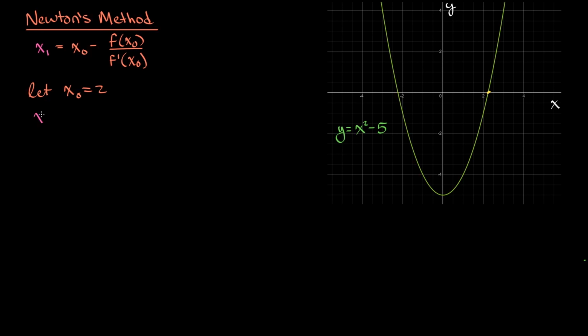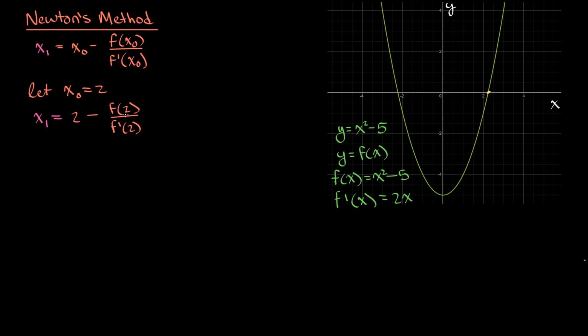So we'll let x sub 1 be equal to, and we just fill in our formula here. So we have 2 minus f of 2 over f prime of 2. And just real quick, before we go along, we are letting y be equal to f of x, and f of x is going to be x squared minus 5. And then according to this, we also need some derivative information. So f prime of x is going to be 2x by the power rule.